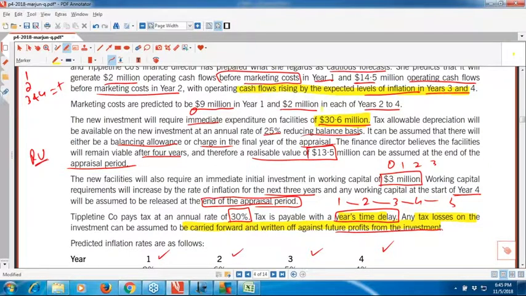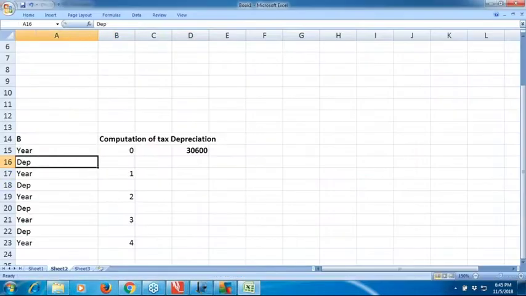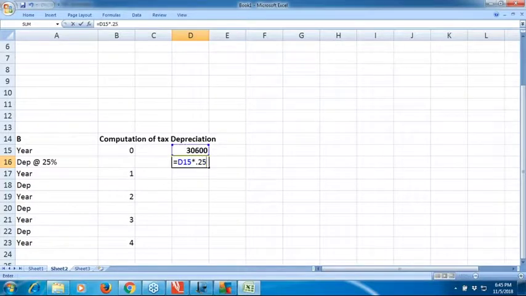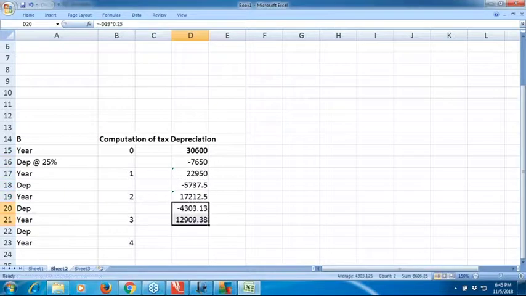Now what next is there? The next situation is that when you have 30.6, the depreciation is going to be at the rate of 25%. So if it is at 25%, 7650 is going to be the depreciation in year one. Then we'll have 22950. Then it is again going to be like this, and then another year, it is going to be like this. So we'll have 12,909 as the carrying amount as at year three.